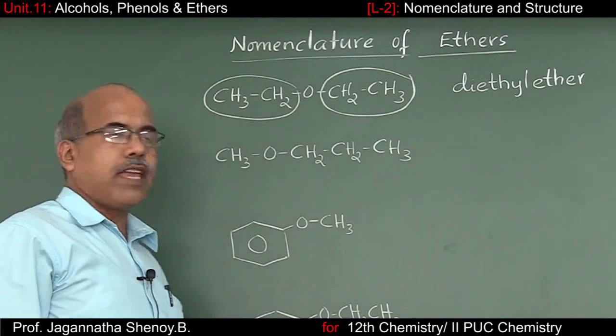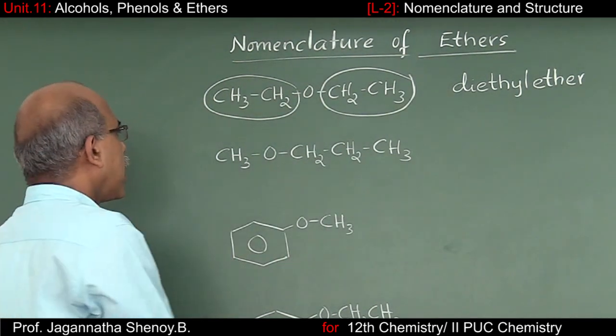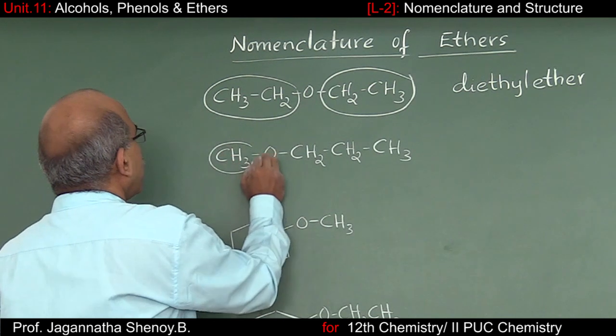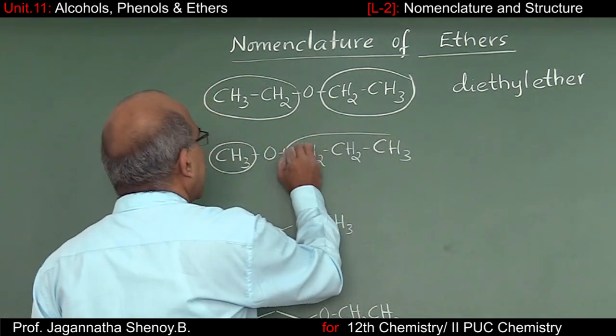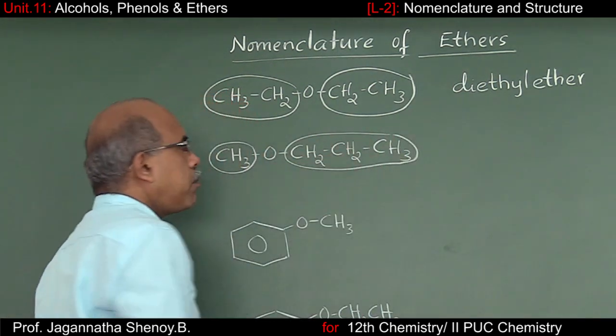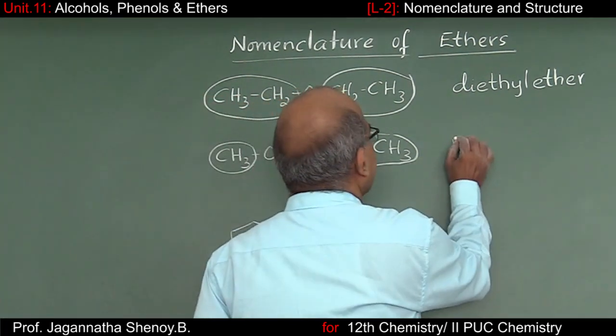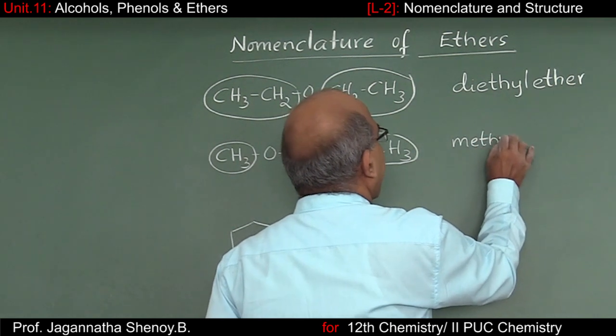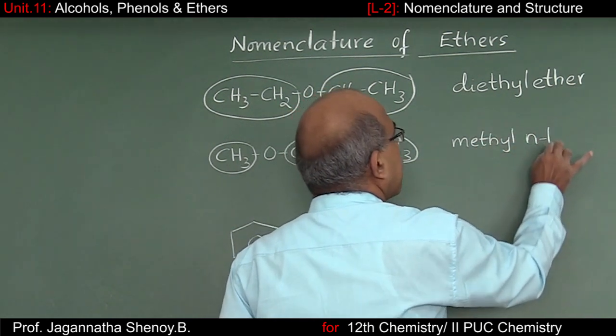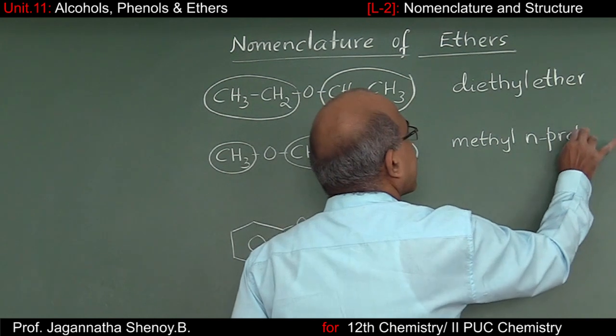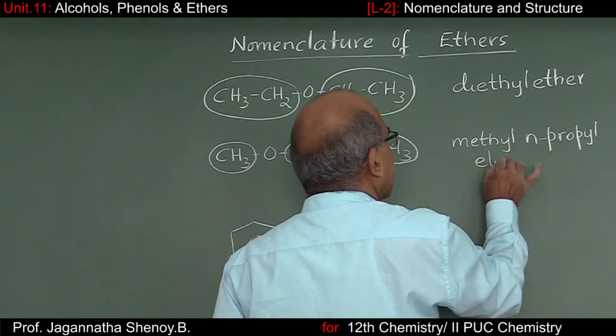In the same way, if I come to the next example, here we have a methyl group, and what we have here is nothing but an n-propyl group. What's the common name of this compound? It has to be methyl n-propyl ether.